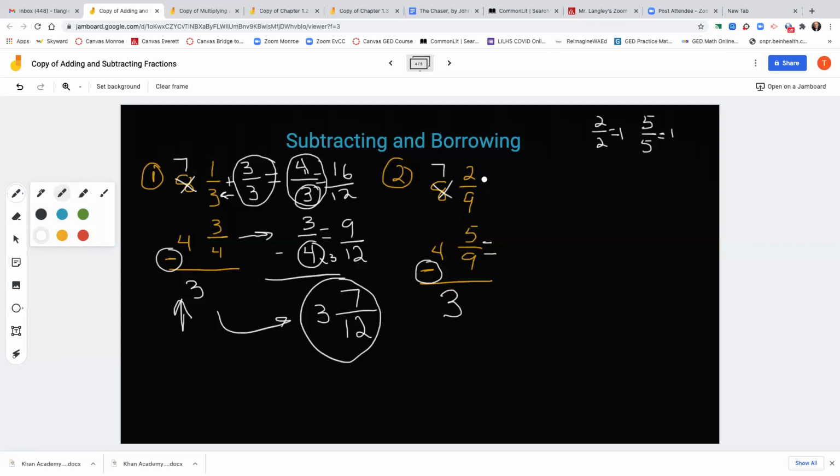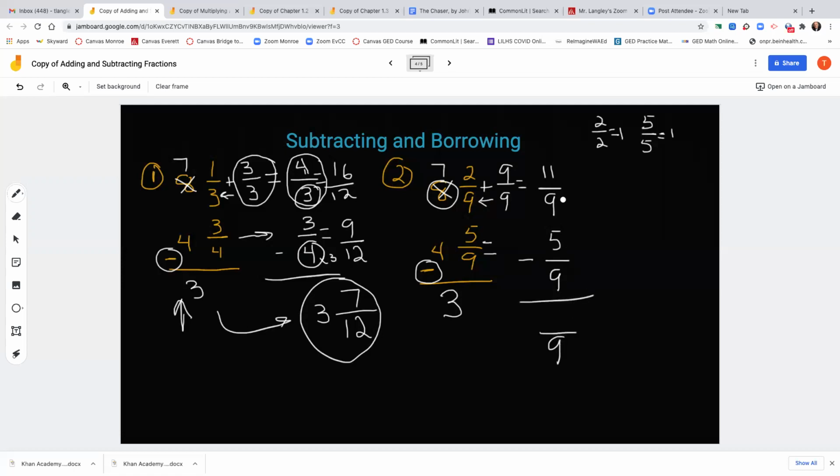All right, I'm going to add to 2/9 the 1 that I'm borrowing from this 8 here. And the version of 1 I'm going to choose is 9/9 because of this 9 right here. I need the same denominator. So that's the version of 1 I'm going to bring over. 2 plus 9 gives me 11. This is my denominator, so I'm going to bring it down. Minus 5/9. I'm now ready to start subtracting because I have a common denominator.